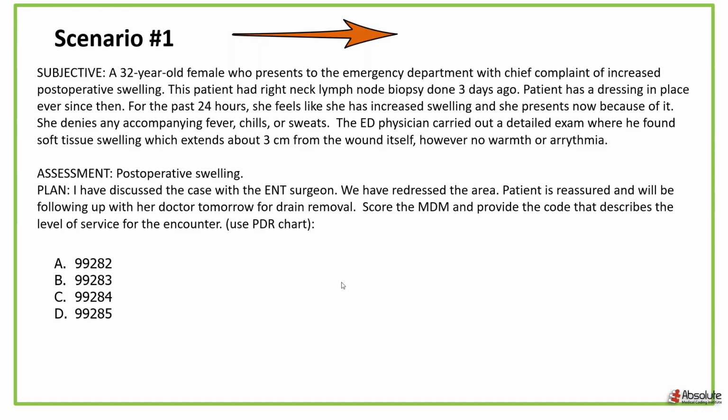Assessment: post-operative swelling. Plan: I have discussed the case with the ENT surgeon. We have redressed the area. Patient is reassured and will be following up with her doctor tomorrow for drain removal. Score the MDM and provide the code that describes the level of service for the encounter. And coders, you can use your PDR chart for this, and I believe you have a minute to solve this scenario. Thank you.